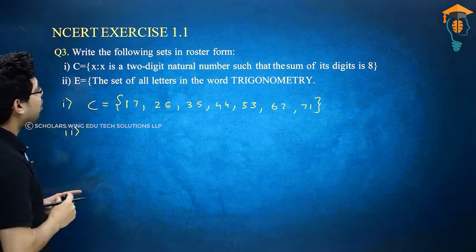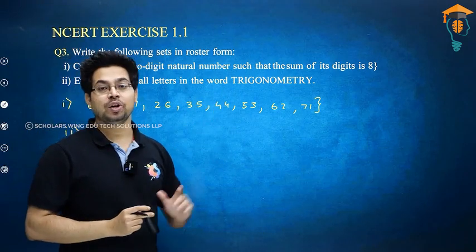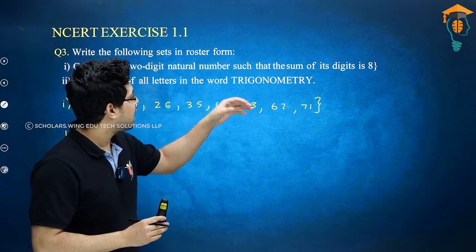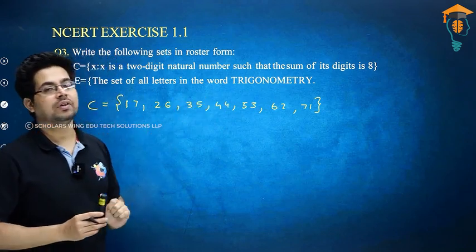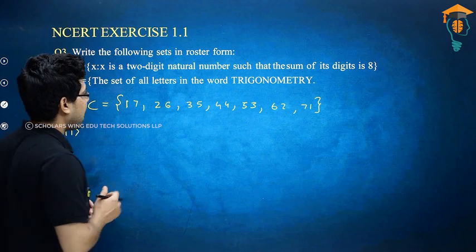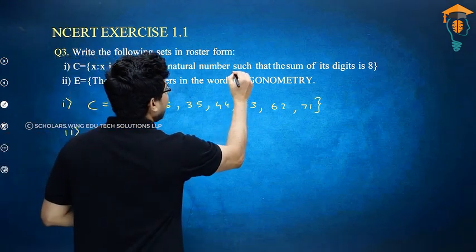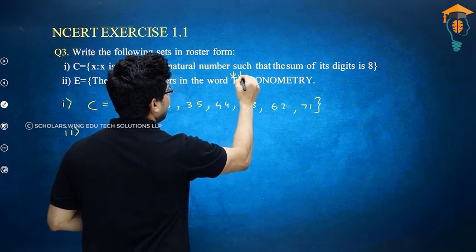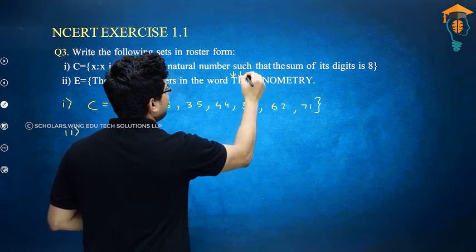E is a set of all letters in the word trigonometry. So how do you select the letters from the word trigonometry so that you don't repeat them? I'll tell you a method. As we have done earlier, put one arrow over T. That means you have selected T. Then one arrow over R. Then one arrow over I.